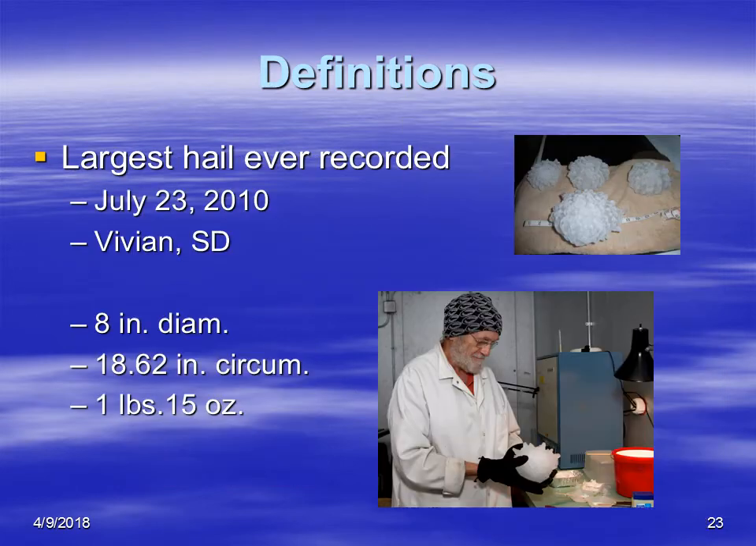The biggest hail size ever recorded, speaking of massive hail, was recorded back in 2010, not far from Aberdeen, South Dakota, in Vivian, South Dakota. The hailstone measured 8 inches in diameter. That is a giant hailstone. The circumference was 18.62 inches, and it weighed close to 2 pounds, 1 pound and 15 ounces.